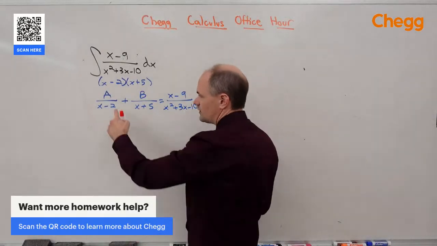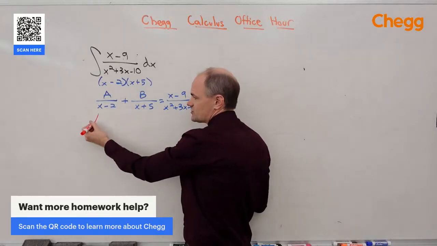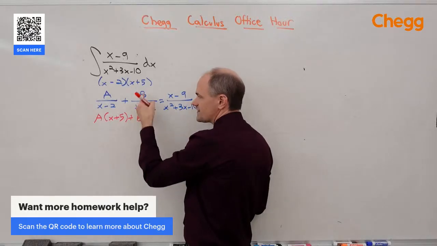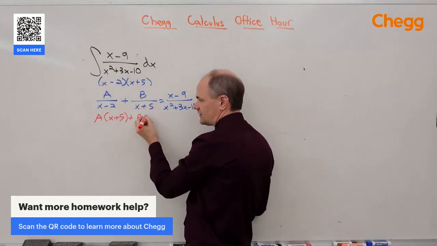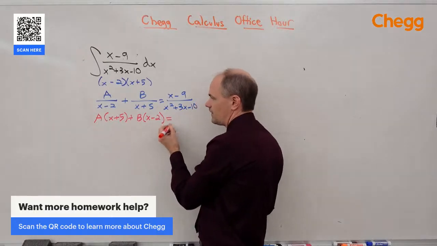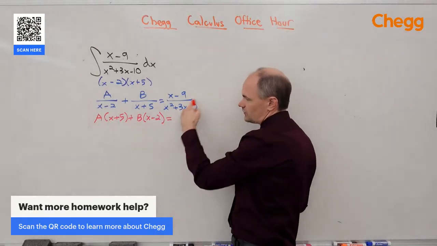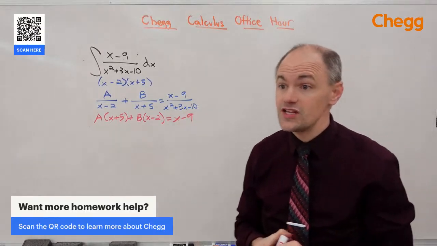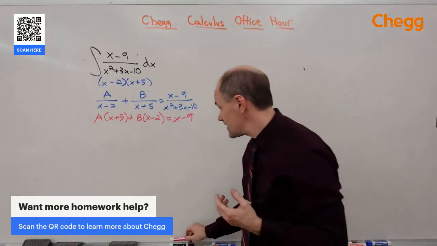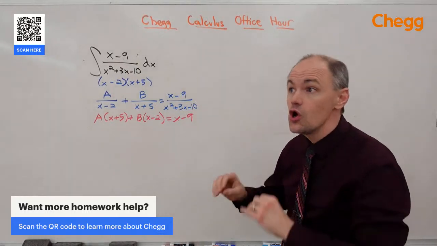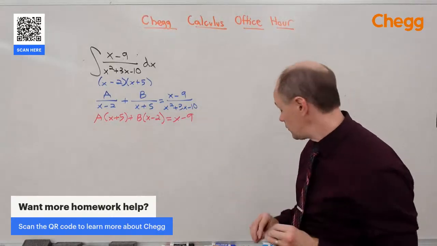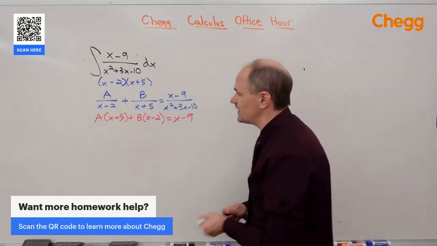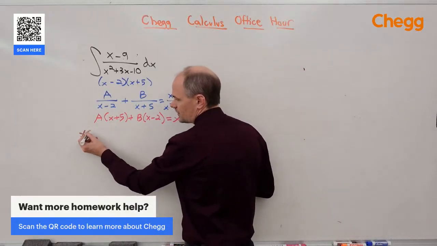Multiplying by the denominator, the x minus 2's will reduce out, leaving just a times x plus 5. When we multiply the second fraction, the x plus 5's reduce out, leaving just b times x minus 2. And after the equal sign, both of them will divide out, leaving just x minus 9. This is going to give us an equation that we really enjoy because it is true regardless of what x is equal to. So I can pick any value for x I want. Let's say I want x to be 2.